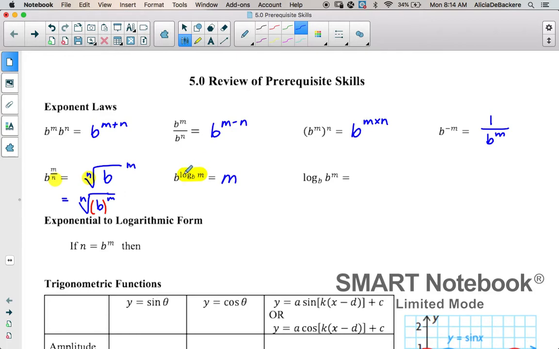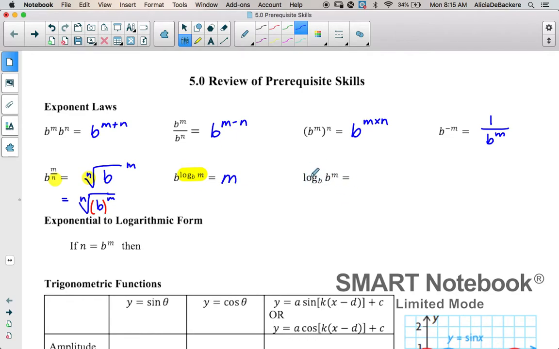You might need to listen to that. So the log in the exponent is saying, what is the exponent on the base b that gives me the answer m? So let's say that exponent is 4. And then I'm going to do b to the power of 4. Well, we just said if you raise b to the power of 4, you get the answer m. And so I'll get the answer m.